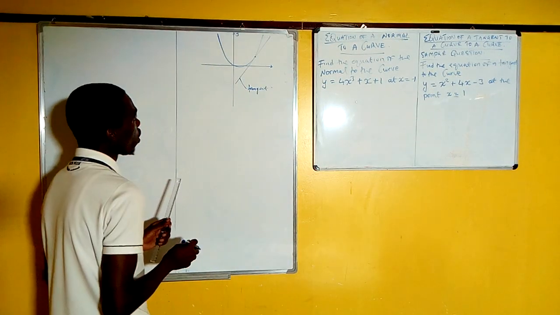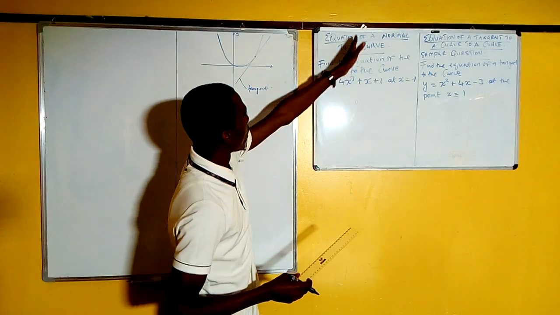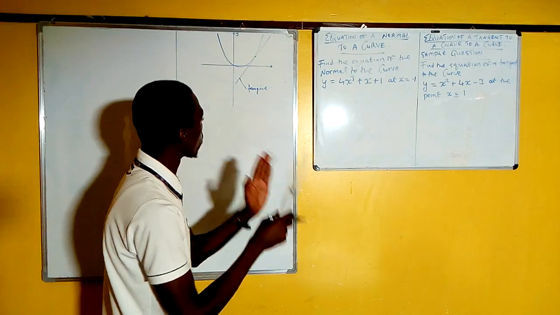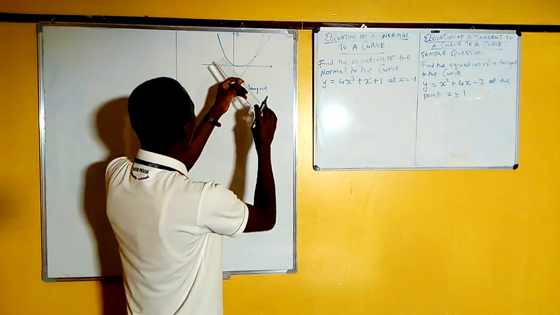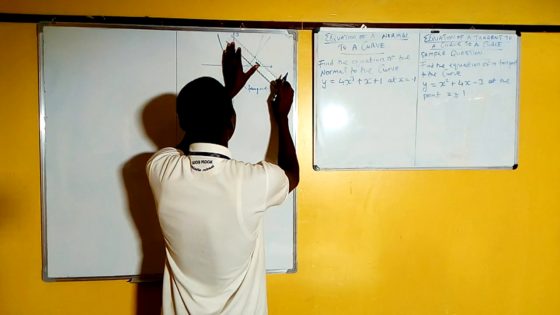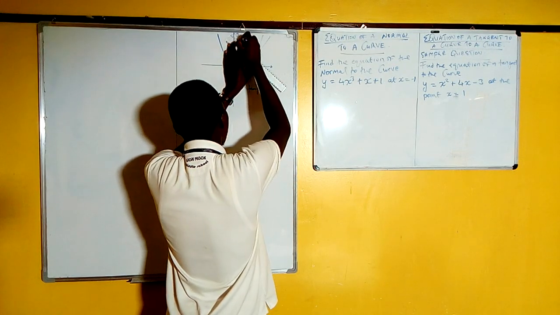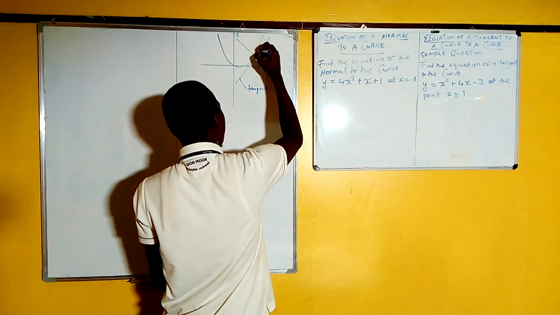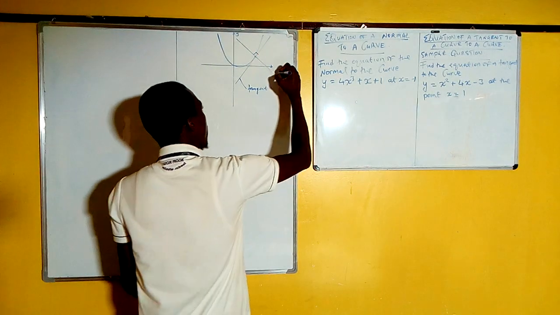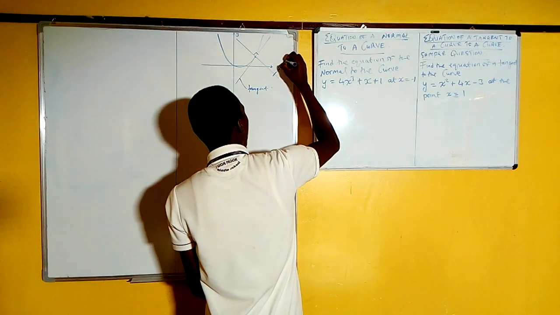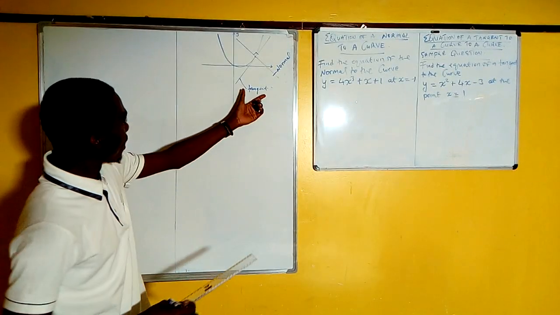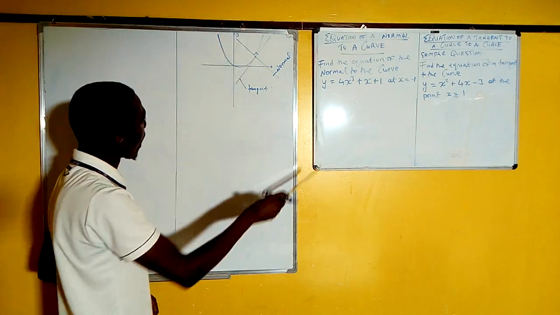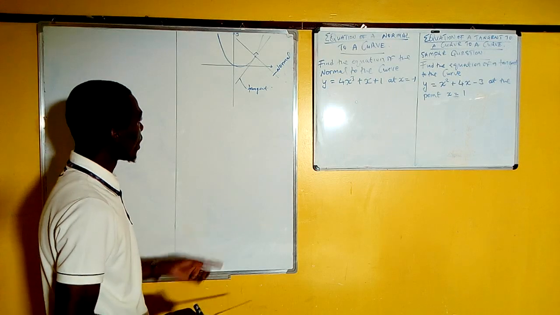Then we are also going to deal with the normal. The normal is a line that is drawn perpendicular to the tangent. What I mean by perpendicular is that when we draw the line like this, it forms a 90-degree angle. This is what we call the normal. So a tangent is the line that touches only one point of the graph, and the normal is the line that is perpendicular to the tangent.